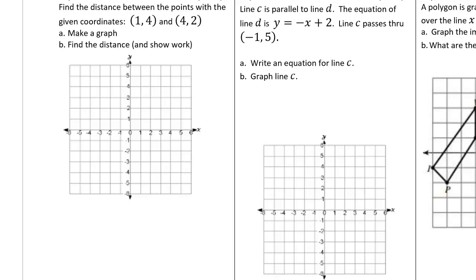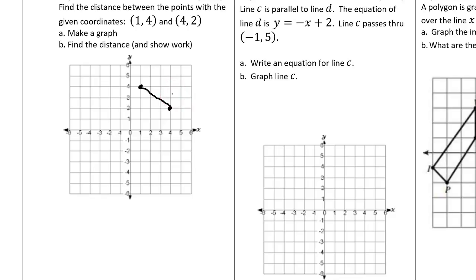Here's the answer for day one, problem one. Find the distance between these points. 1, 4 is located right 1 and up 4, right there. 4, 2 is located right 4 and up 2. It's right there. We want to find the distance between these dots, or if we connect them with a segment, we want to find the length of that segment.